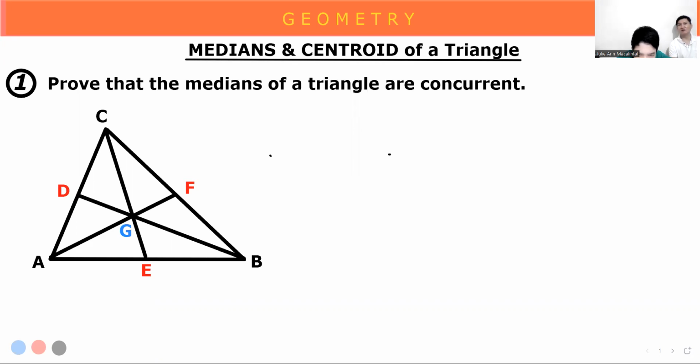Number one, prove that the medians of a triangle are concurrent, meaning they intersect or meet at one point only. One important theorem I will be pointing out before we prove this is Ceva's theorem.